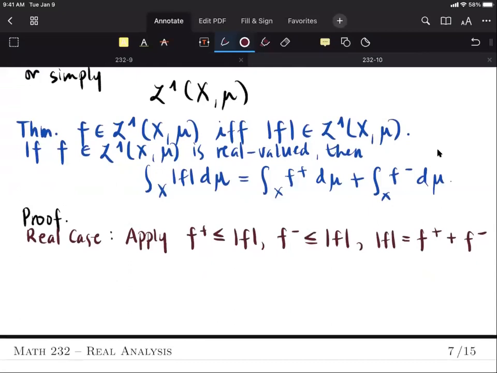So take note that if f is Lebesgue integrable, then the Lebesgue integrals of f plus and f minus are finite. Therefore, the Lebesgue integral of the absolute value of f is also finite. And vice versa. If the absolute value of f is Lebesgue integrable, then the integrals of the positive and negative parts are finite as well. Therefore, the function f is Lebesgue integrable by definition.